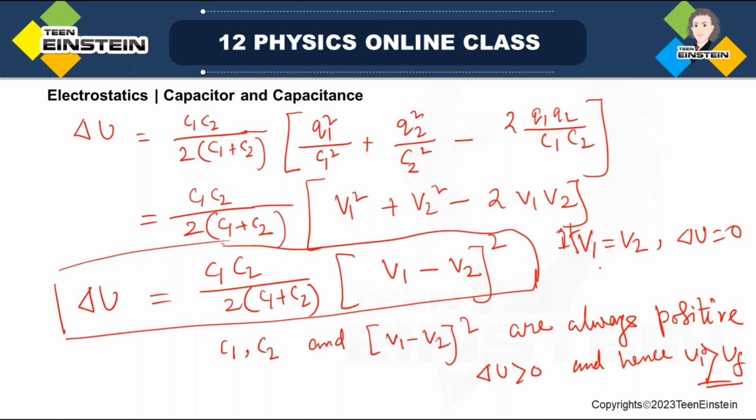So what does this mean? If V1 is equal to V2, the capacitors are at the same potential, then there will be no charge flow at all. Even if they are connected via a conducting wire or conducting rod, there will be no flow of charge if both are at the same potential, V1 equal to V2. In that case, this loss of potential energy will not happen.